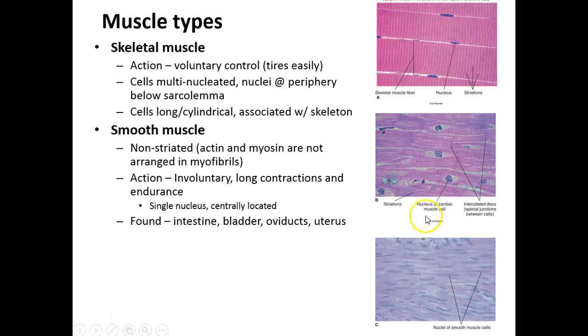All right, now smooth muscle is down at the bottom here, and these are non-striated. So look up here, see how there's like ribs up here in the skeletal muscle? You do not see ribs down here in the smooth muscle. So you don't have that regular arrangement of actin and myosin in myofibrils. So these are involuntary muscles. These are muscles that are contracting for an extended period of time. You don't have conscious control over them.